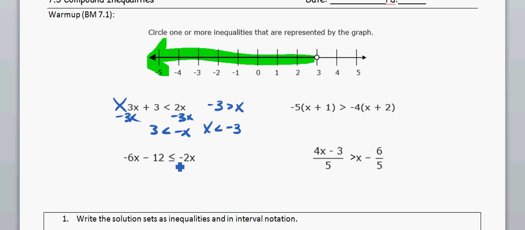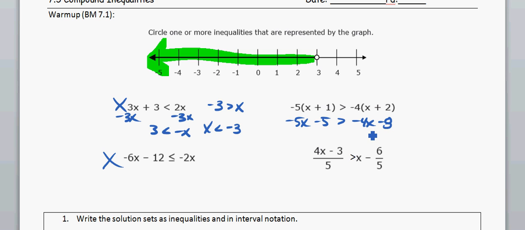Below it, we have a less than or equal to symbol, which means we'd have a filled-in circle in our graph, and this is an open circle, so we can go ahead and eliminate that as an option before we even solve. In this next inequality, we're going to go ahead and distribute on both sides, so we get negative 5x minus 5 is greater than negative 4x minus 8.